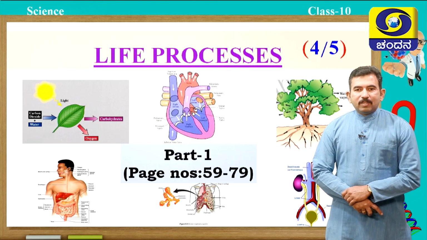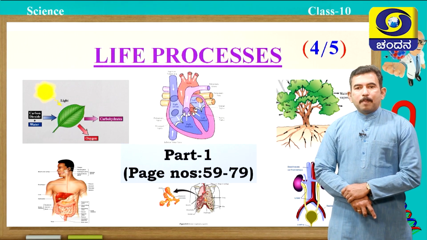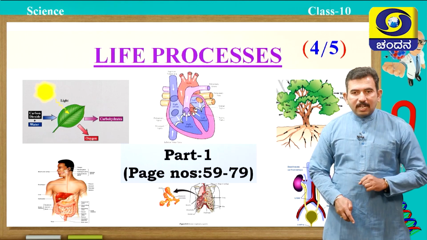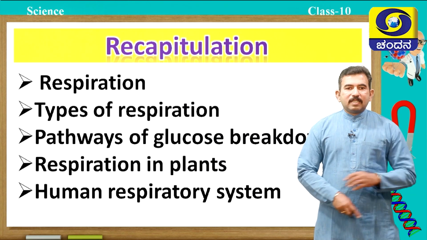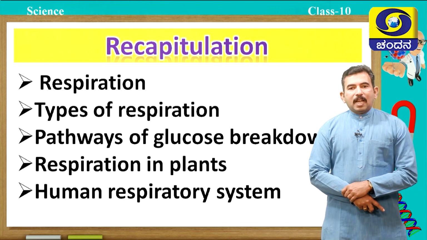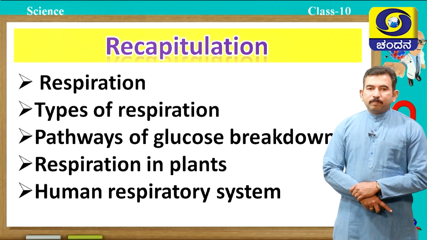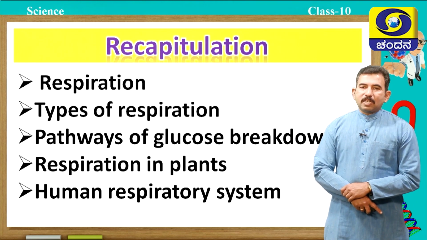Dear students, today we are going to discuss mainly about transportation in animals. So last class, what are the things we have studied? Let us just recall. Last class we discussed respiration, types of respiration, pathways of glucose breakdown, respiration in plants, and also we have discussed a detailed account of the human respiratory system.